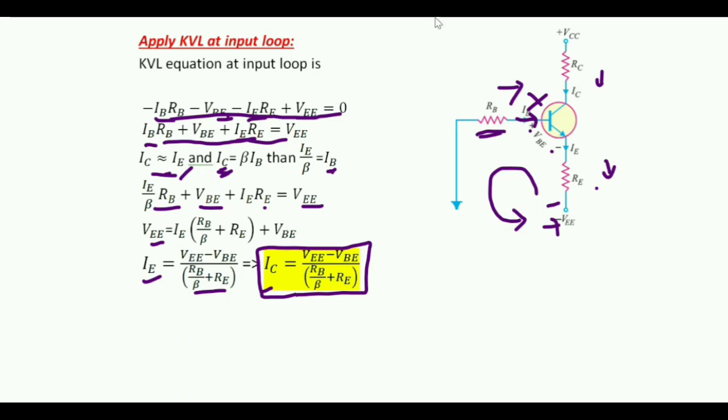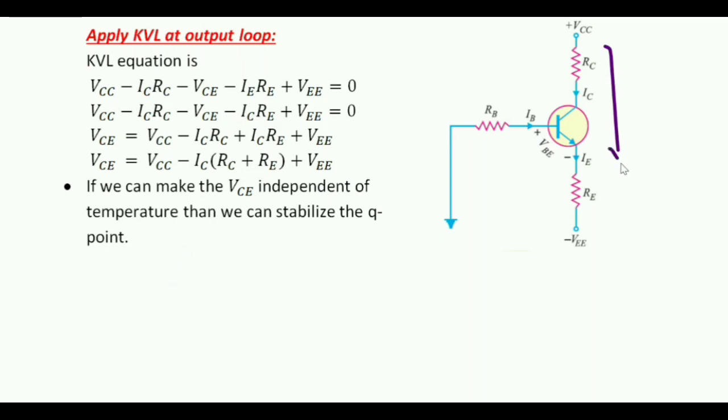And if we apply KVL at the output loop, this is the KVL equation at the output loop, then we will get VCC minus ICRC, that is the voltage drop across RC, and minus VCE, that is the voltage drop from collector to emitter terminals, minus IERE, that is the voltage drop across the emitter resistor, and plus VE, that is the negative voltage applied at the emitter, is equal to 0.